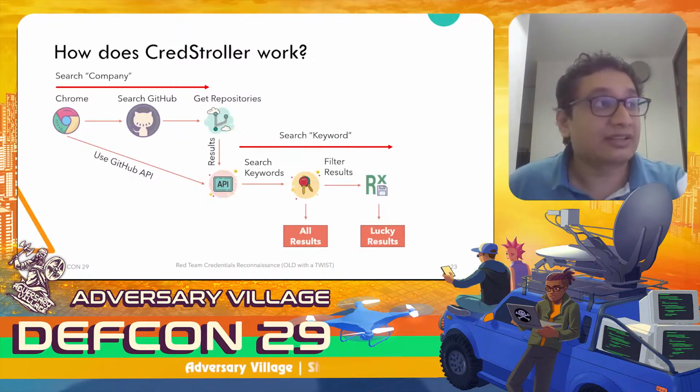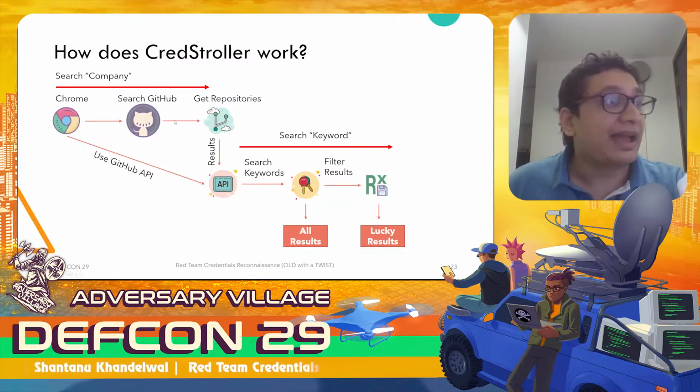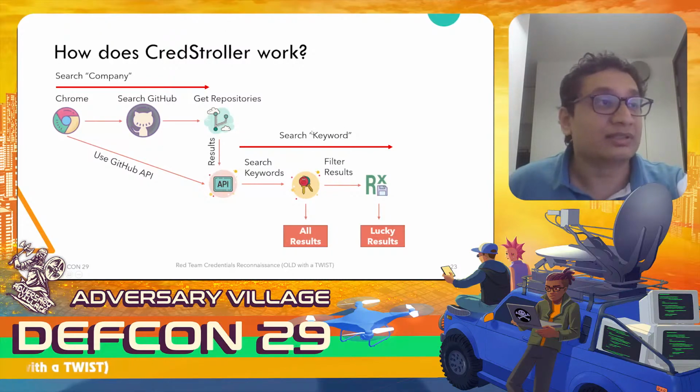Okay, so how does CredStroller work? Think of this as a browser. Once you open your browser and use CredStroller, it will search GitHub using the UI, and it will try to get the repositories. So searching through the UI is for the company keyword. And once it gets the repositories, the repositories are sent to the API to search for the keywords. So this section is all for the keywords.